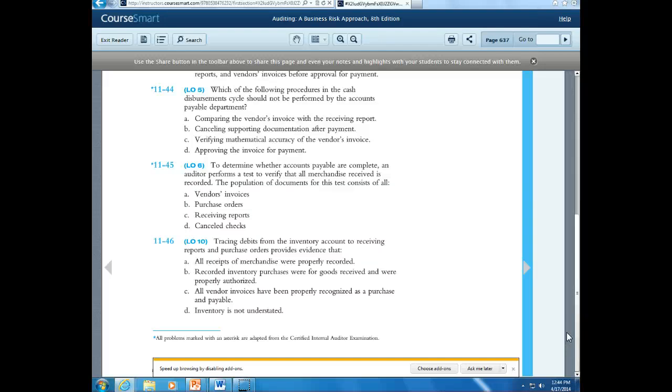So we're going back and kind of vouching, guys, aren't we? We're taking our inventory account and we're going to go back to the source documents, aren't we? And from that, we're realizing that purchases were for goods received and properly authorized, because we're looking at the receiving report to see that it was received, and we're looking at the purchase order, we're vouching back to see that it was properly authorized. Does that make sense, guys?